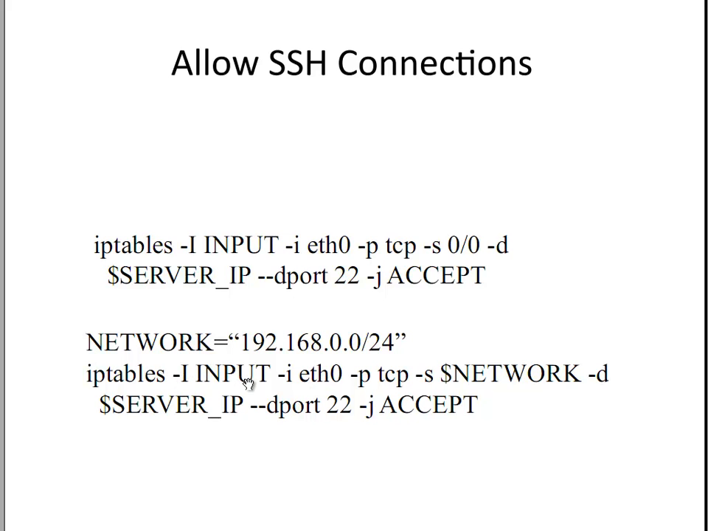So insert on the input chain on the interface eth0 packets that are TCP, and the source is coming from our network, that is our internal private class C network, to the destination server IP address, to the destination port 22 SSH, is to accept it. So here what we've done is we've limited access to SSH to only clients with this source address.